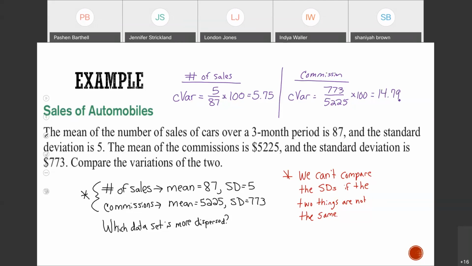Now we have the standard deviations, so to speak, in the same unit. They both have the unit of coefficient of variation. So now I'm going back to my rule, and I'm comparing those two numbers, looking for the larger number to indicate that the data set is more spread out. So I would say that the commission data is more spread out because the coefficient of variation is larger.